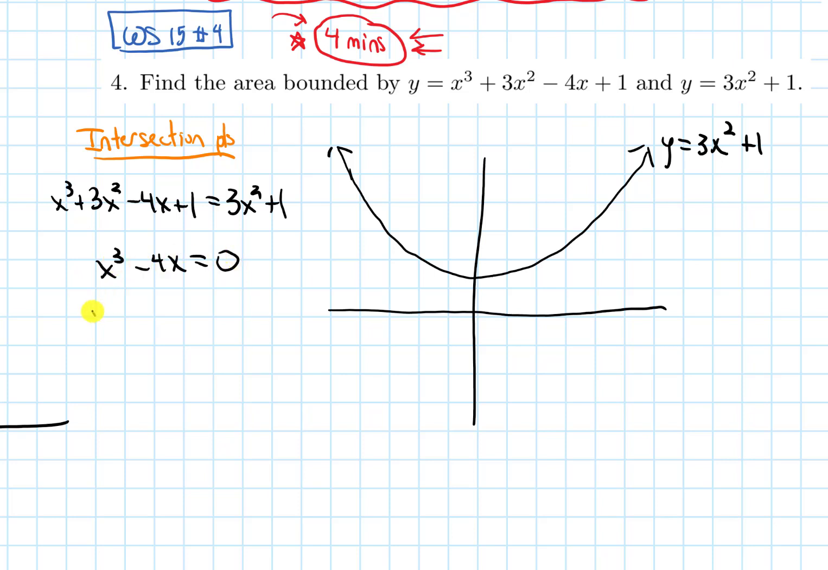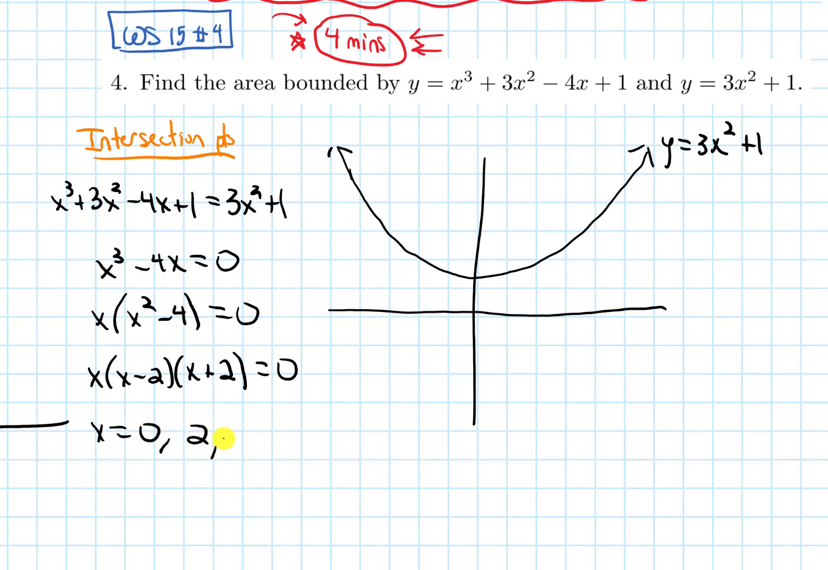Now I can factor out an x and get x times x squared minus 4 equals 0. And this is a difference of squares, so I get x times x minus 2 times x plus 2 equals 0. And from here, I have that x is either 0, 2, or negative 2. So there's 3 points where they're going to intersect. So it's going to happen at negative 2, at 0, and at positive 2. So let me draw in those points.